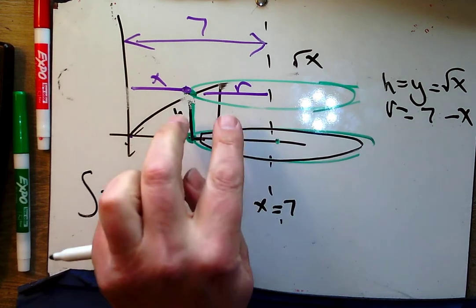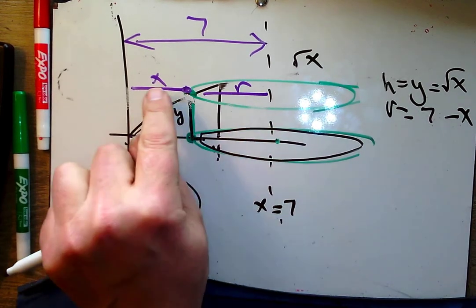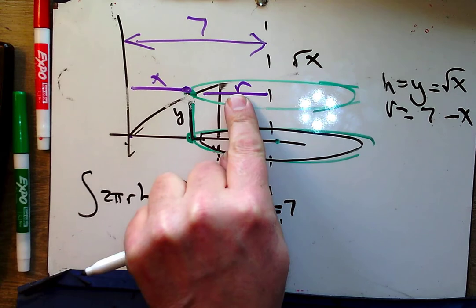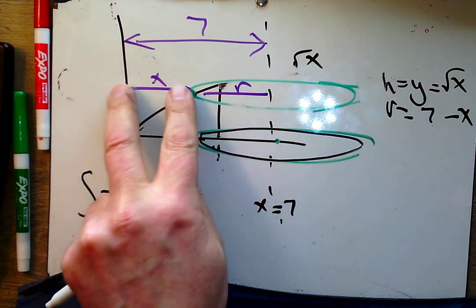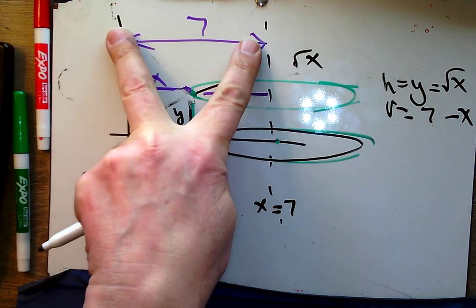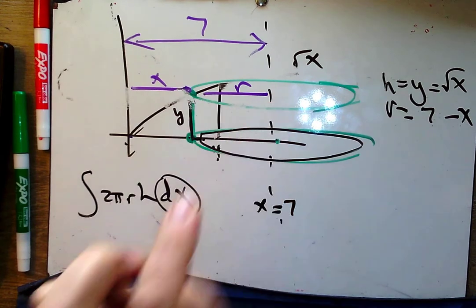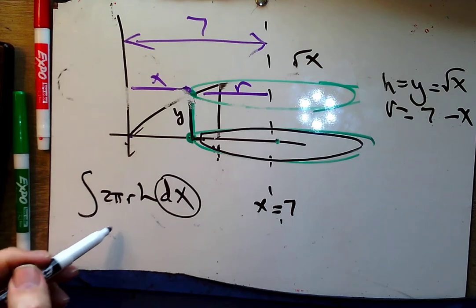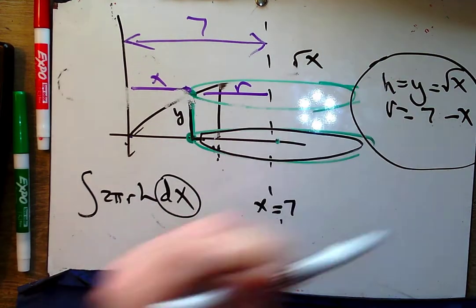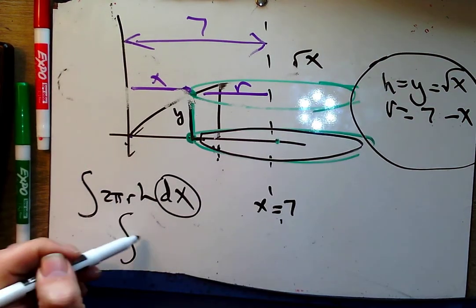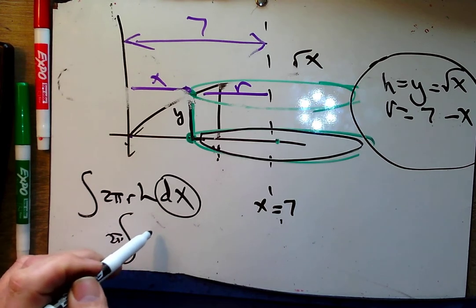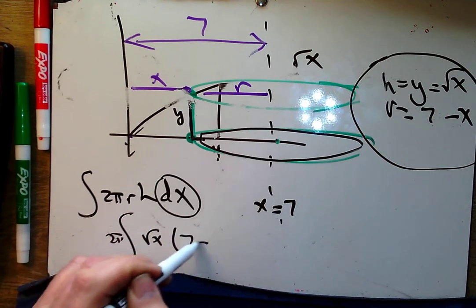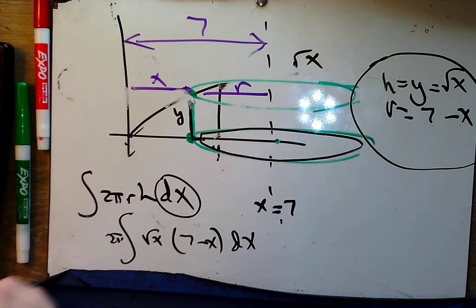So the first common mistake here is that people say that this is x. And that's not x. This is x. This is 7. So this must be 7 minus x. Okay. The next thing that comes up is an issue for people. They find h and r, plug those values in: square root of x, 7 minus x, dx.